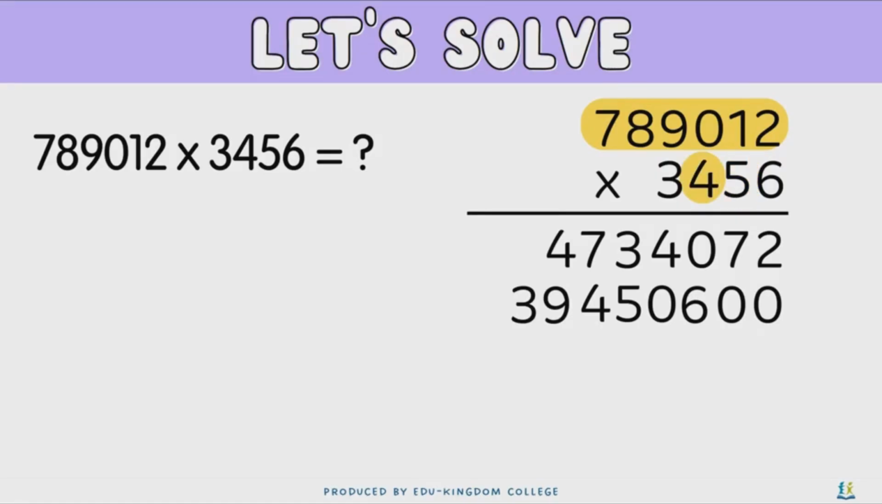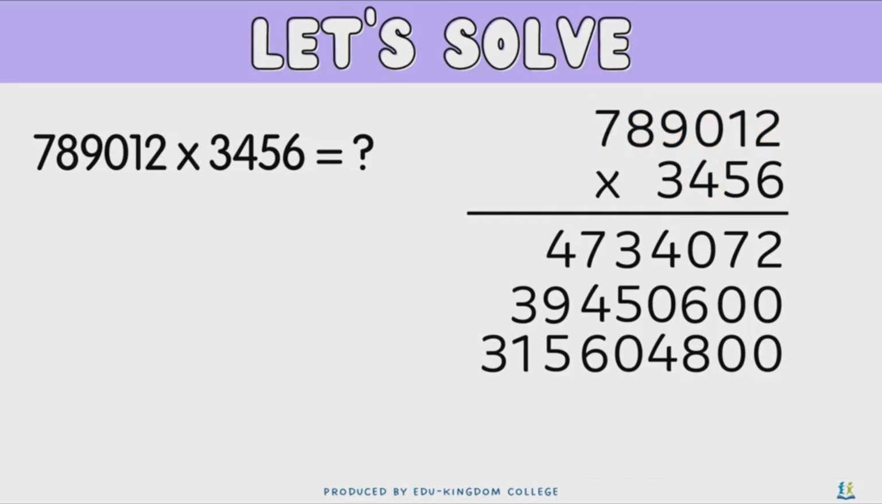Moving on to the 4. Since 4 is represented as 400, I need to add 2 zeros instead of 1. And then I have 4 times 2 gives me 8. 4 times 1 gives me 4. 0 times 4 gives me 0. 9 times 4 gives me 36, carry over the 3. 8 times 4 gives me 32, plus the 3 gives me 35. Carry over the 3. 7 times 4 gives me 28, plus the 3 gives me 31.